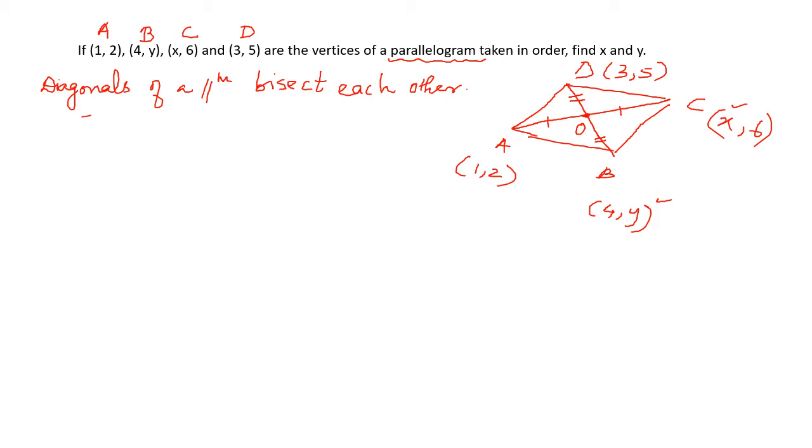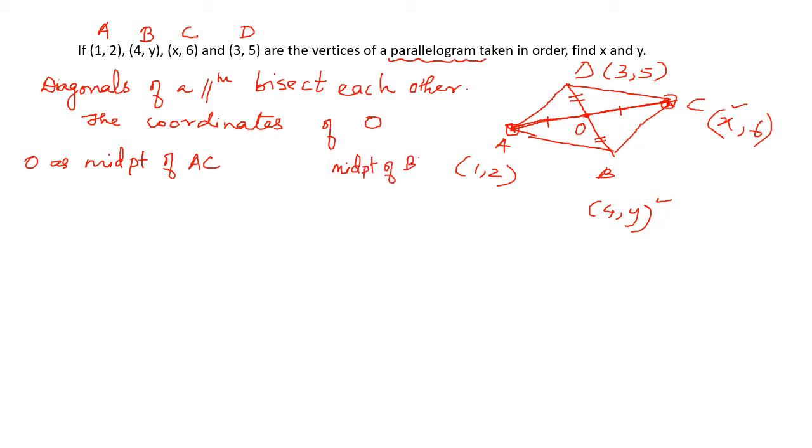So the coordinates of O can be written in 2 different ways. First, O as the midpoint of AC. So we can take it as the midpoint of AC, this line, or it can be taken as the midpoint of BD, the other diagonal. Now if O is the midpoint of AC, how do you find O (x, y)? By using the midpoint formula.